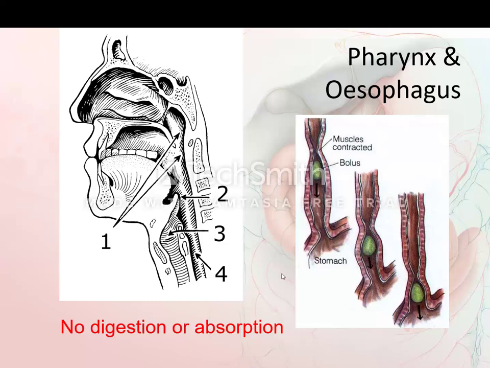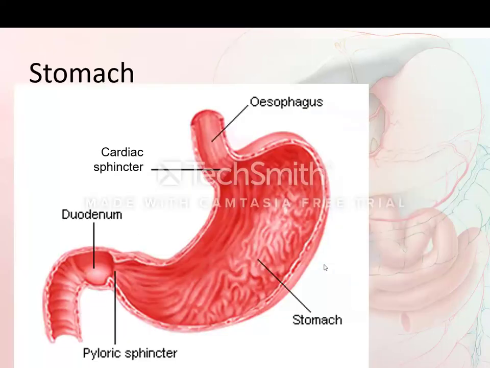So this diagram is showing you how food is moved along the esophagus. So there's peristalsis in the esophagus. But in terms of digestion, there is no digestion happening in the esophagus. So no further breakdown of food is happening in the esophagus. Once it has moved down the esophagus via peristalsis, it moves into the stomach.